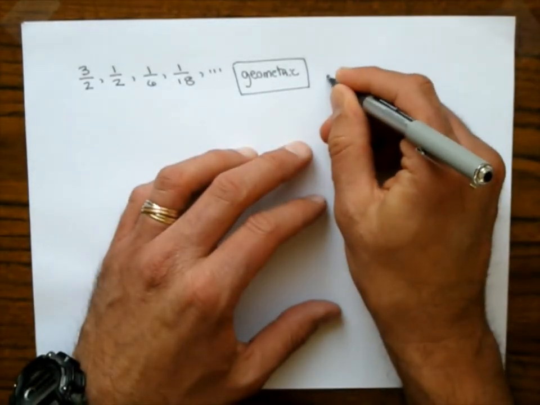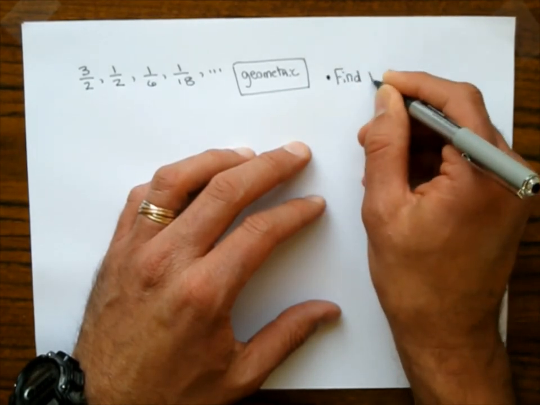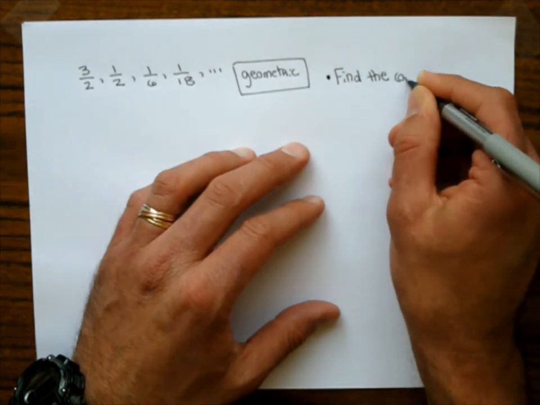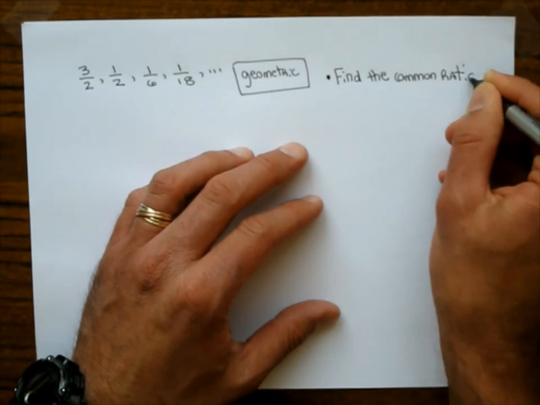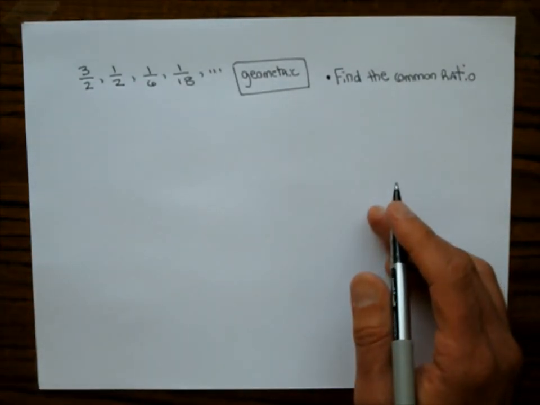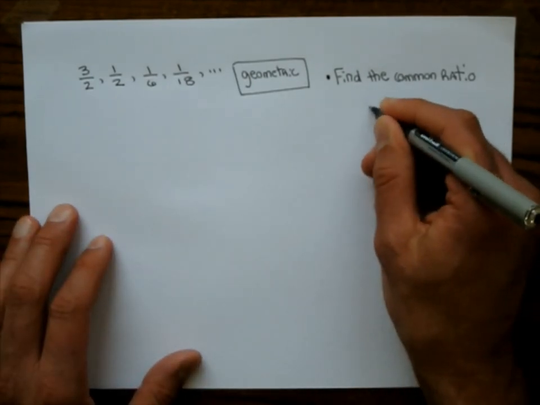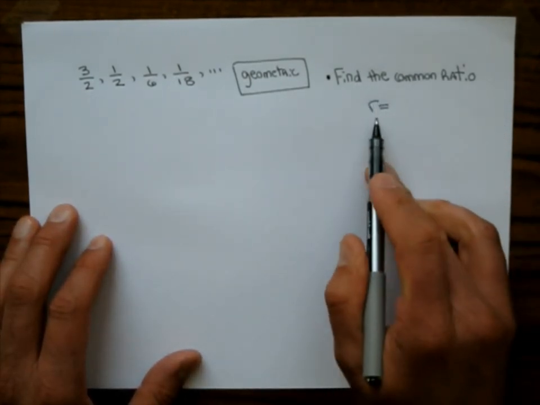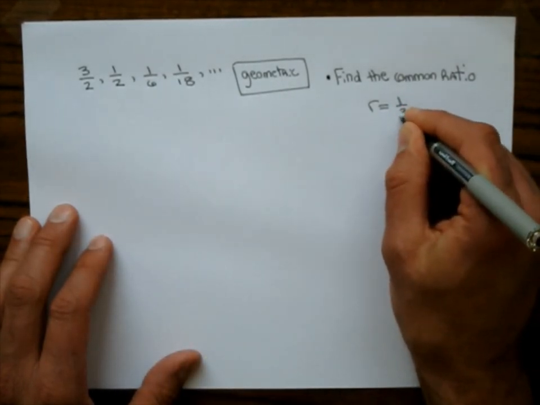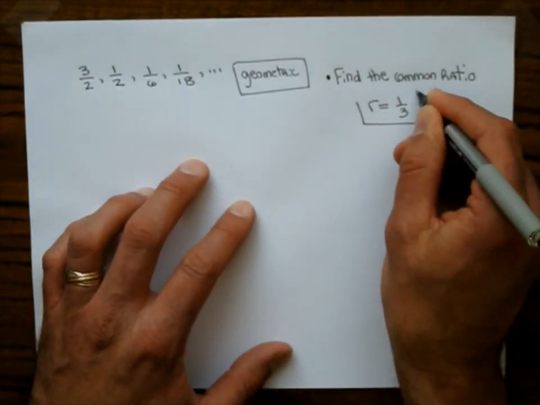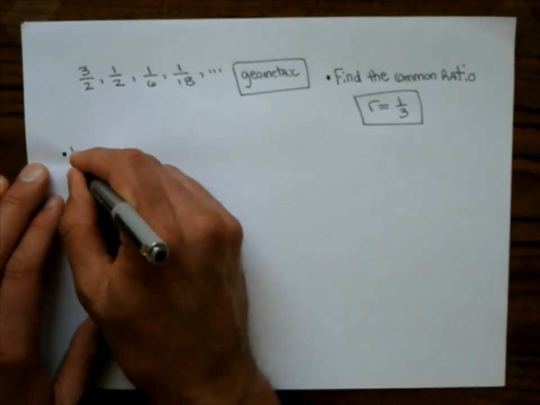But you know I'm going to ask some follow-up questions. So the first follow-up question is find the common ratio. So that's, you know, like with the arithmetic sequences, we had something called D. The geometric ones, we have this thing called R, which is the thing you're multiplying each time, which we found out was 1/3.